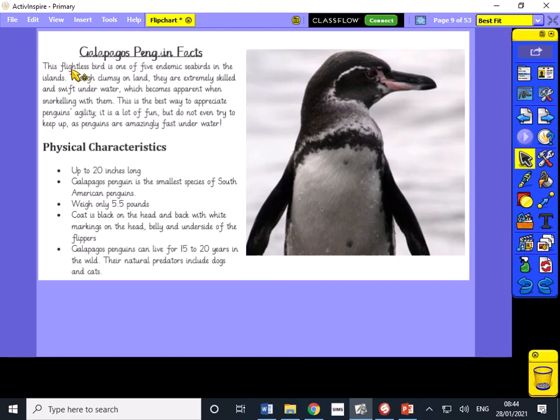Okay, so having a look at this, I'd have to read it first, and you can see each section is split up into our subheadings that we're going to take notes under. And it's got a little bit of an introduction. So it's a flightless bird, so this, well, I'll read it first.